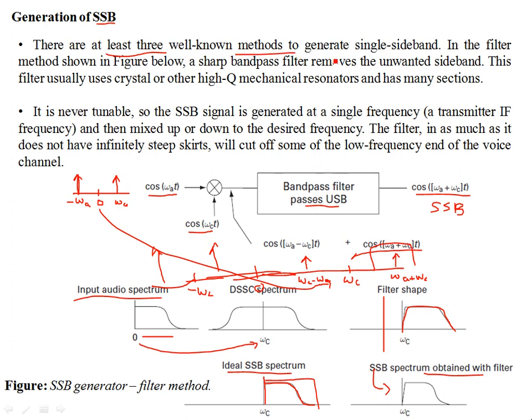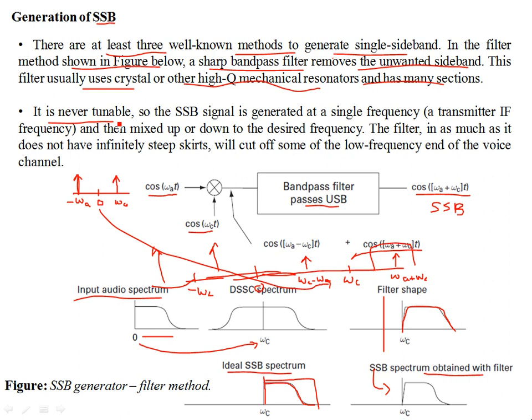So, three well-known methods to generate single sideband. This is the first one and the easiest one. In the filter method shown in the figure below, a sharp bandpass filter removes the unwanted sideband. For example, if you're going to select the upper sideband, the lower sideband is gone. This filter uses crystal or other high-Q mechanical resonators and has many sections. Depending on the sharpness or the selectivity of the filter, you might require many sections.